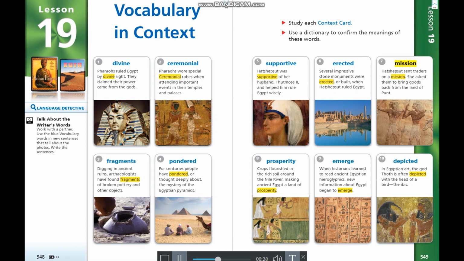7. Mission. Hatshepsut sent traders on a mission. She asked them to bring goods back from the land of Punt. 8. Prosperity. Crops flourished in the rich soil around the Nile River, making ancient Egypt a land of prosperity. 9. Emerge. When historians learned to read ancient Egyptian hieroglyphics, new information about Egypt began to emerge. 10. Depicted. In Egyptian art, the god Thoth is often depicted with the head of a bird, the ibis.